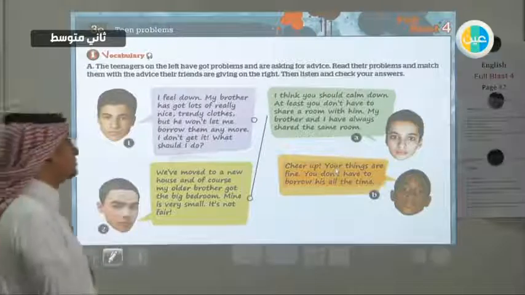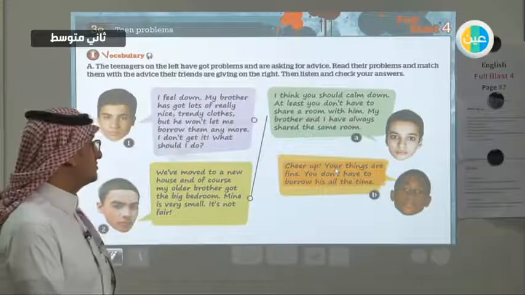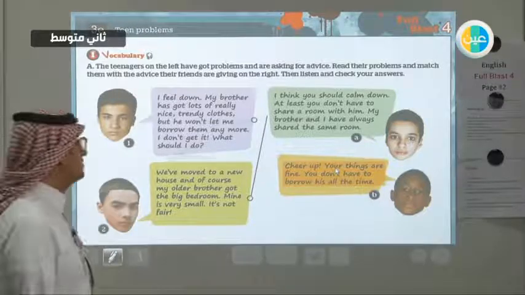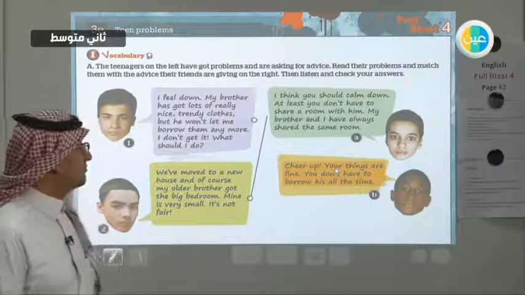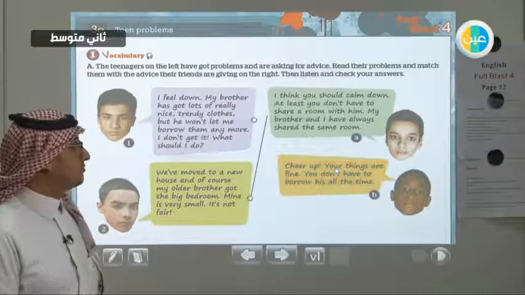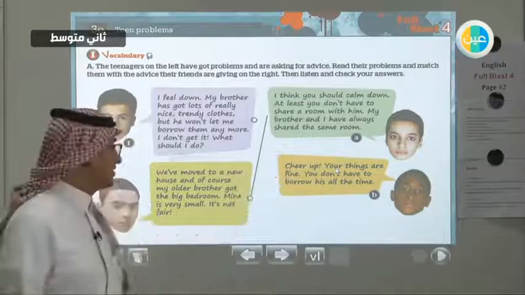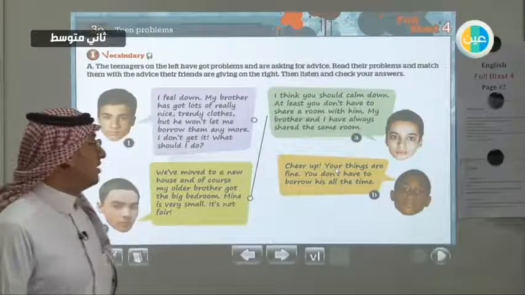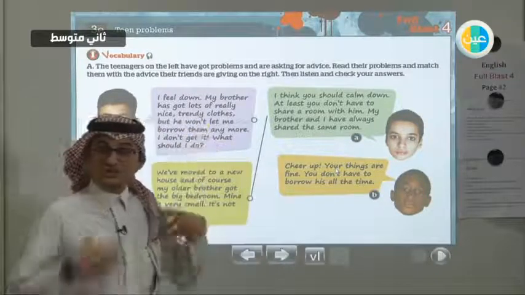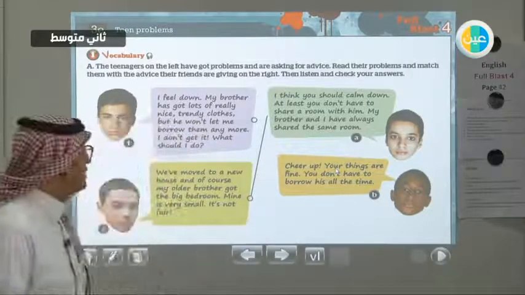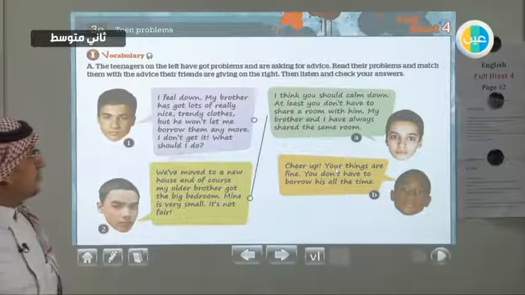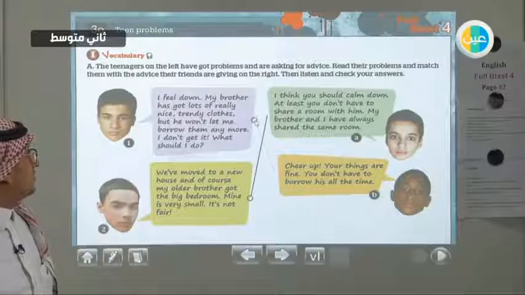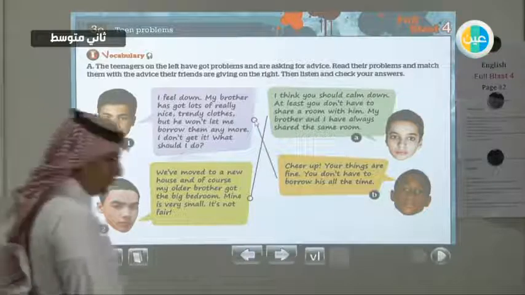Cheer up. Your things are fine. You don't have to borrow his all the time. Okay, again. Cheer up. Your things are fine. You don't have to borrow his all the time. Cheer up, okay, be happy. Okay, your things are fine. Your clothes are fine, okay? So you don't have to borrow his all the time, okay? Let's match, we will see. Okay, we have the correct answer.